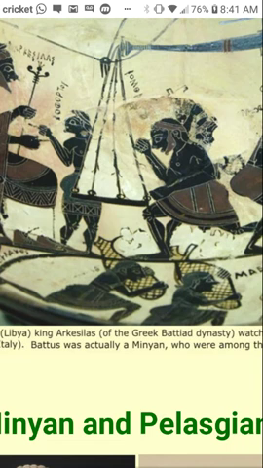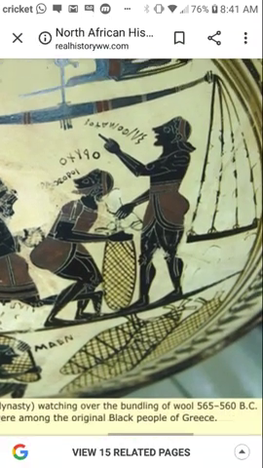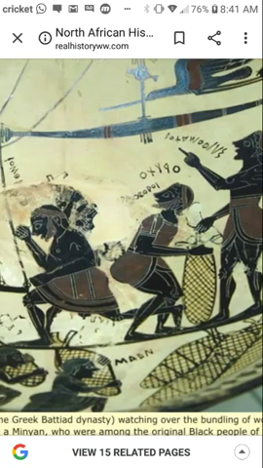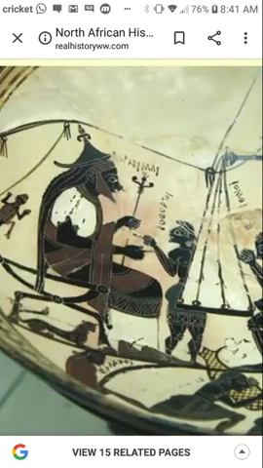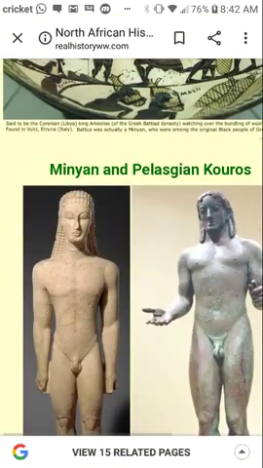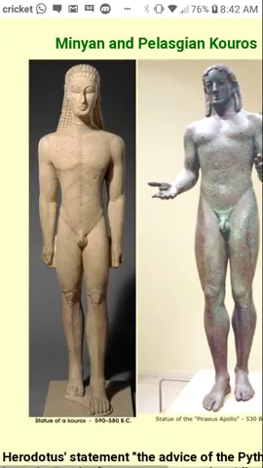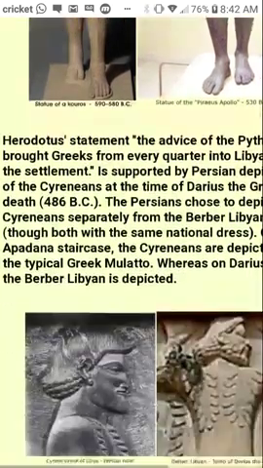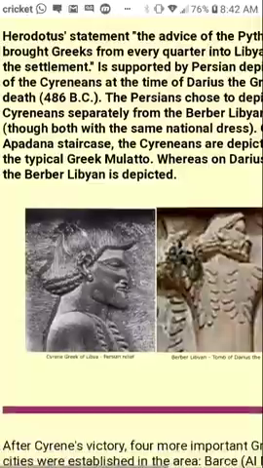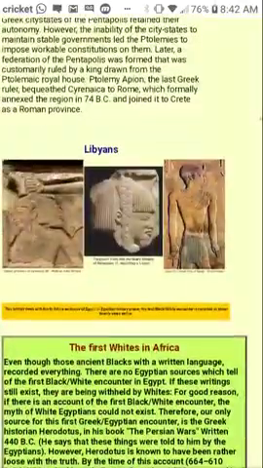Battus was actually a Minyan, who were among the original black people of Greece. See? Notice the shape of the nose. Black peoples are diverse, man. We don't all come with the same phenotypes as other groups. Minyans and Pelasgian chorus. Chorus was a style of depicting images. Okay, and you can go through that. Make this a little bit smaller.